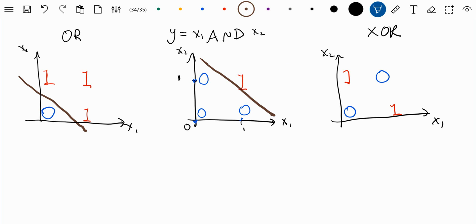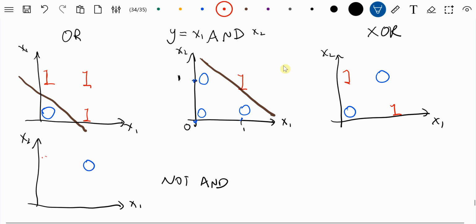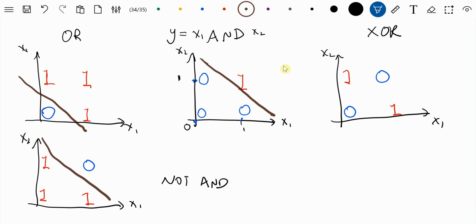So the trick to construct the network is to have another one, NOT AND. So let's repeat this, x1, x2, and just flip this. So the 1 becomes 0, and the zeros become 1, and then we can have this perceptron trained here. So it's kind of confusing. Let's draw the vector, the perpendicular vector to this line to get the weights.